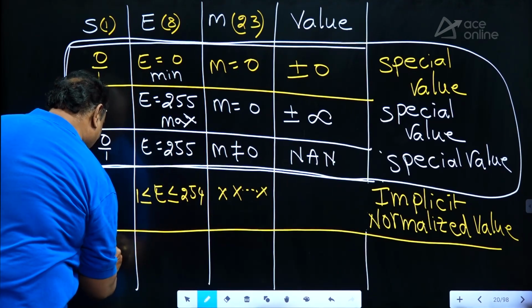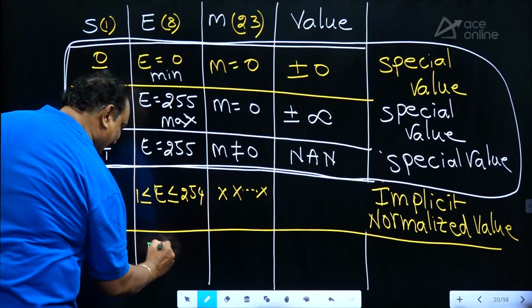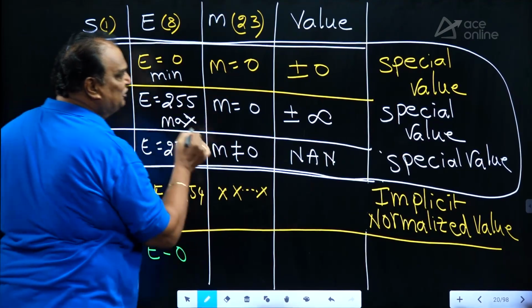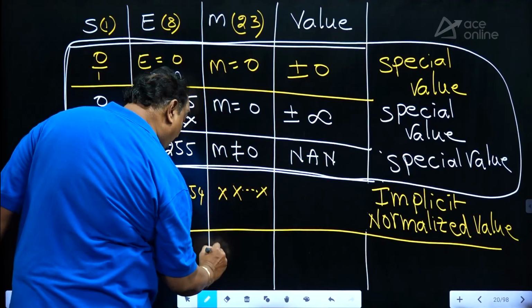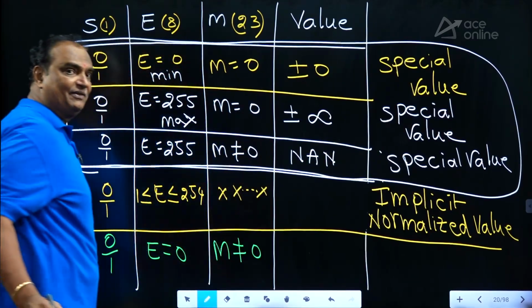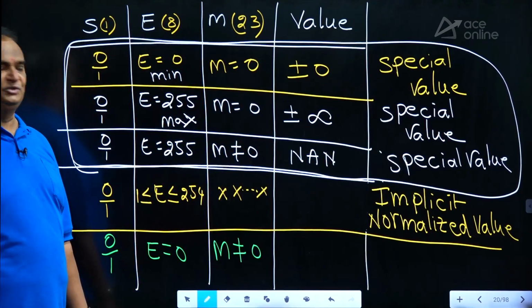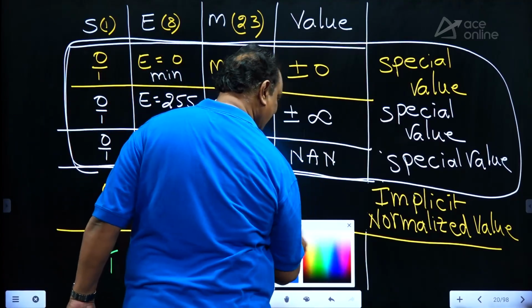Look here. S can be 0 or 1. E value 0 means all 8 bits are 0. Here if M value is 0, then it is special value plus or minus 0. Here M value is non-zero, any value except 0, but capital E value is 0. What does it represent?